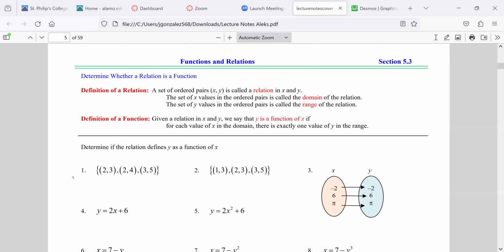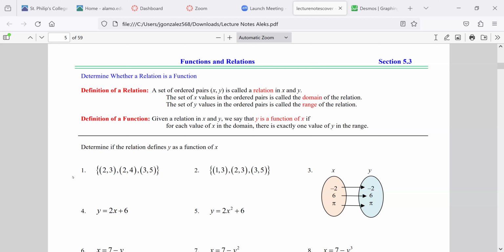A function is a specific type of relation. Here's a definition. Given a relation in x and y, we say y is a function of x if for each value of x in the domain, there's exactly one value of y in the range. So basically, all x's are paired with one y. The one x cannot go to two different places. That makes sense.